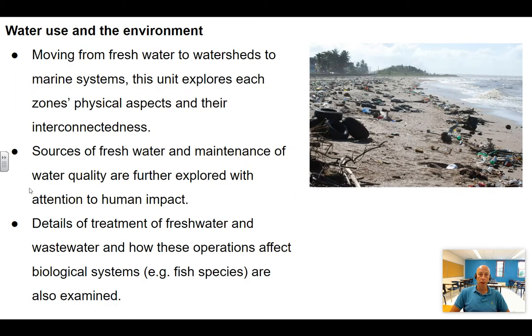Water use is not just to deal with marine ecosystems, but also freshwater ecosystems and basically how the two are connected. Okay, we'll be looking at focusing on water quality from our own perspective to drink it and to treat our sewage, but also water quality in natural ecosystems around the world.